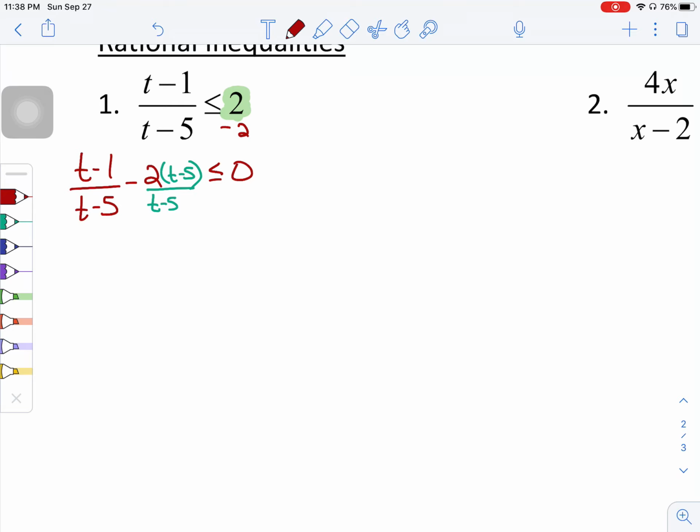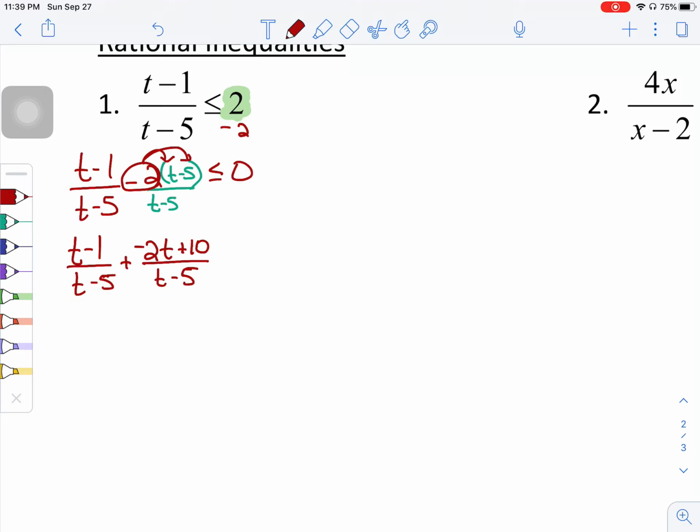So if we do a little cleanup here, we've got t minus 1 over t minus 5. I'm going to go ahead and distribute this negative 2 to what I was multiplying across the numerator there. Because I'm distributing the negative, there is actually going to become a plus sign between those two fractions now. So negative 2t plus 10 all over t minus 5.